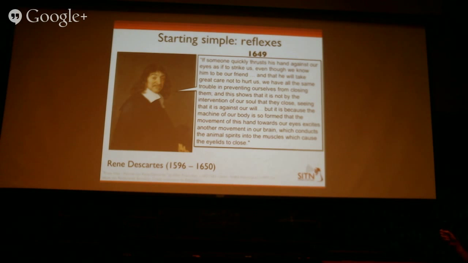So he says, if someone quickly thrusts his hand against our eyes as if to strike us, even though we know him to be our friend, then he will take great care not to hurt us. We have all the same trouble in preventing ourselves from closing it. And it shows that it was not by the intervention of our soul that they closed, seeing that it is against our will, but it is because the machine of our body is so formed that the movement of this hand towards our eyes excites another movement in our brain, which conducts the animal spirits into the muscles which cause the eyes to be closed.